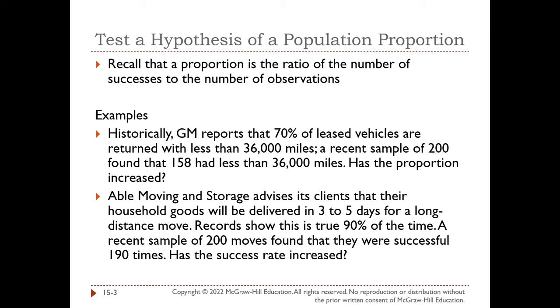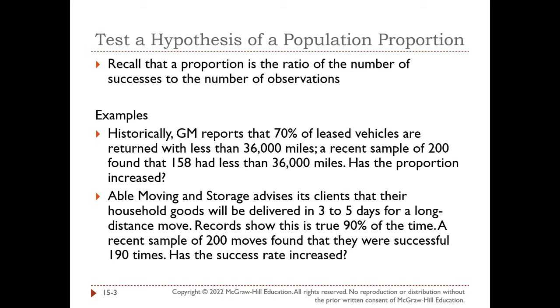So, test the hypothesis of a population proportion. Okay, we're going to recall that proportion is the ratio of the number of successes to the number of observations. Again, we're going to basically assume the binomial assumptions that we've discussed in prior chapters.